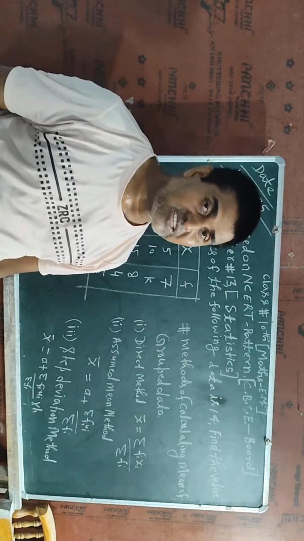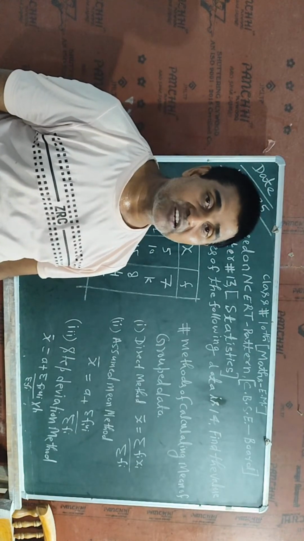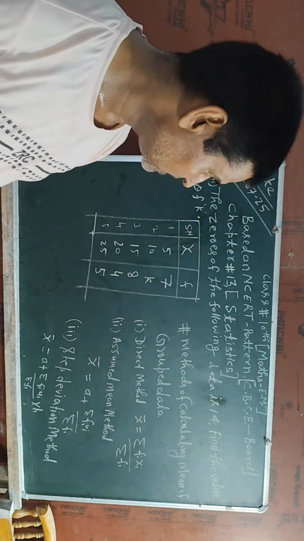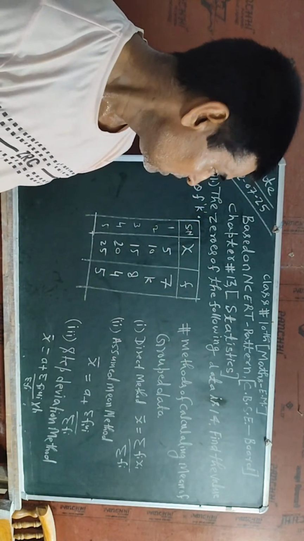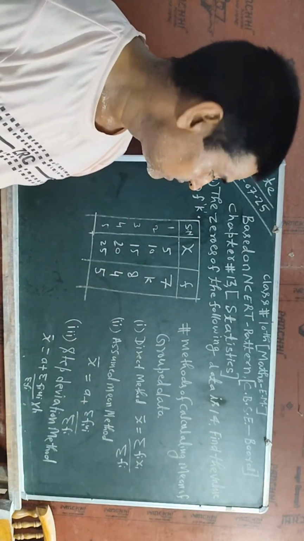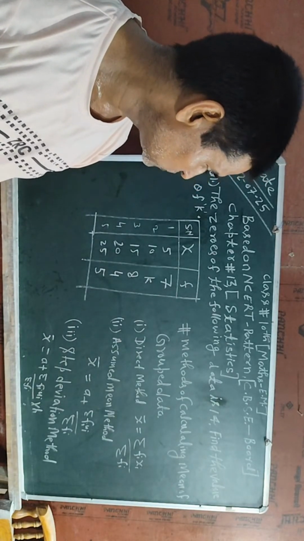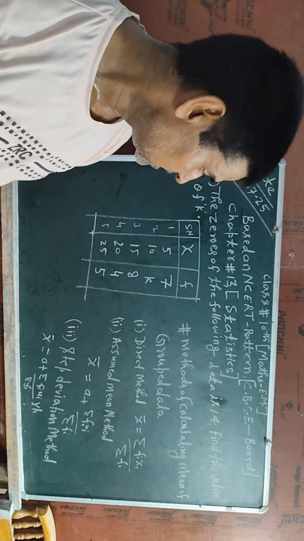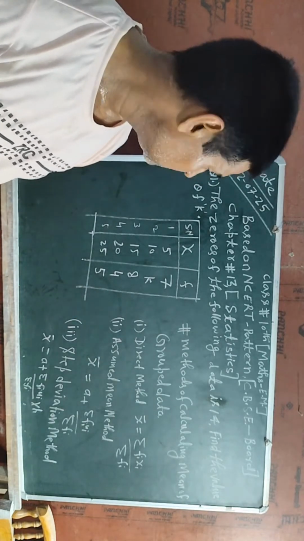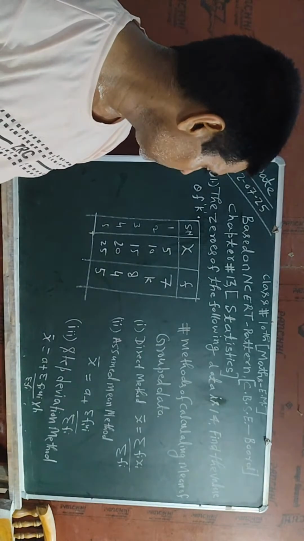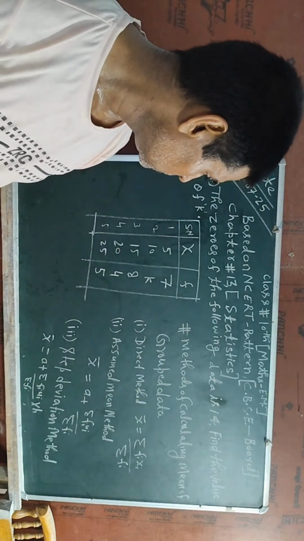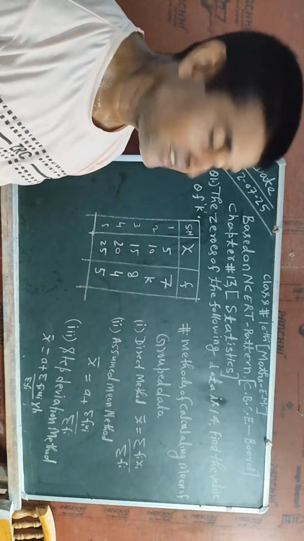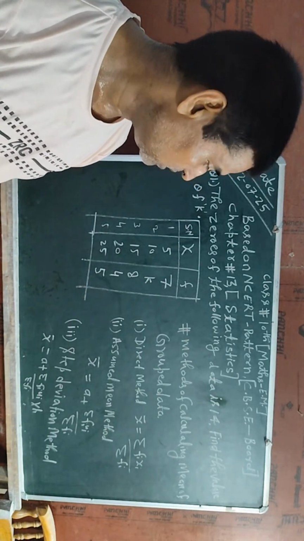So these are the three methods to calculate the mean value of the group data. Okay, students, if we need to calculate the mean value of the group data, I can use these three methods. These are the steps we have to remember for getting the mean value of the group data.